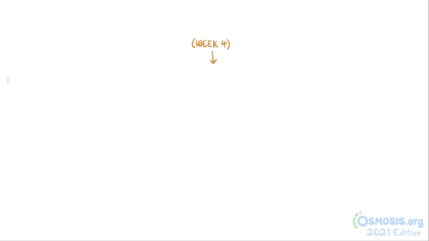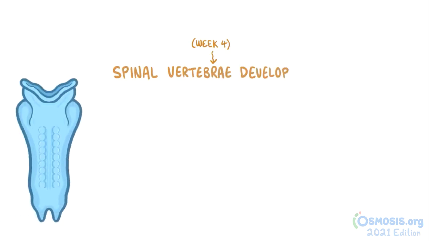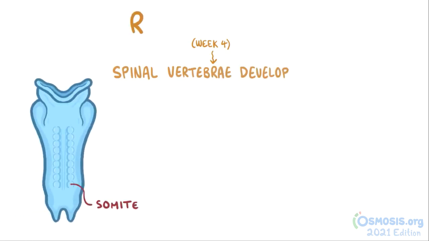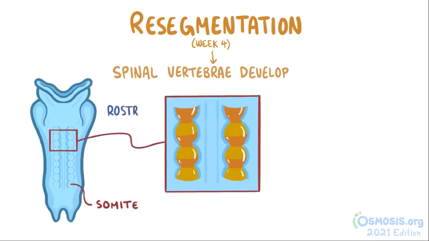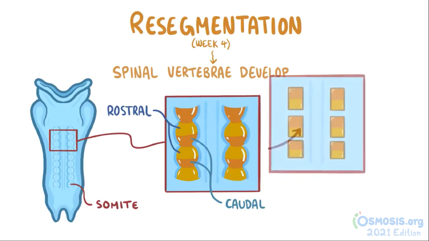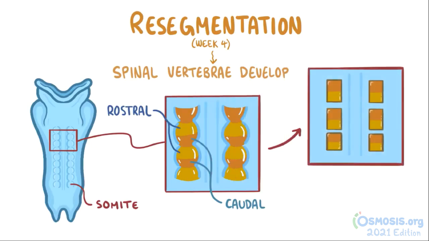During week 4 of development, the spinal vertebrae develop, and it happens when the somites undergo a process called resegmentation. First, each somite separates into 2 populations of cells, a rostral or top population, and a caudal or bottom group. Next, these 2 populations of cells separate, and the bottom population of one somite fuses with the top population of the ensuing somite. This gives rise to new segments of tissue formed by cell populations deriving from 2 separate adjacent somites.